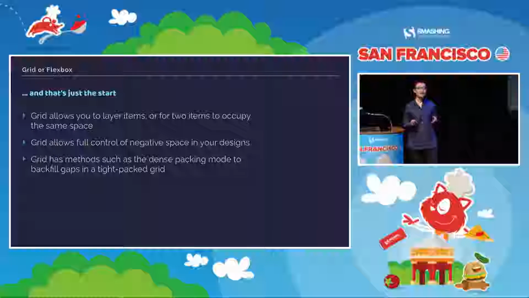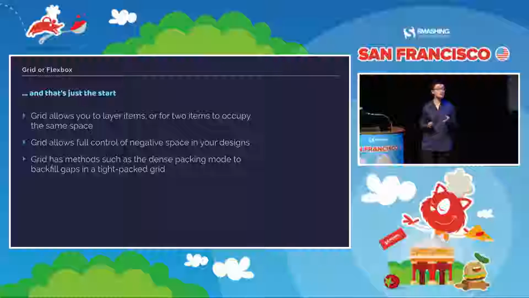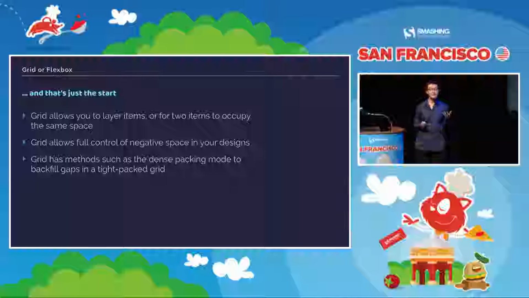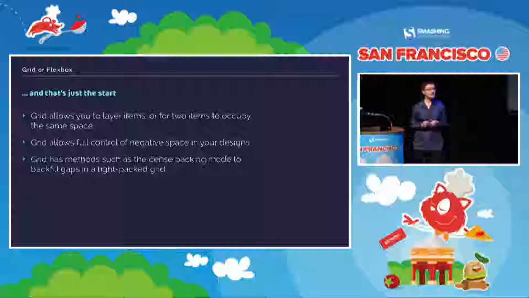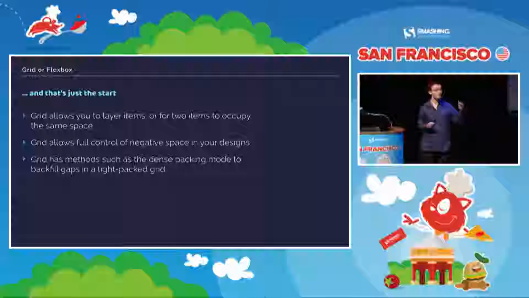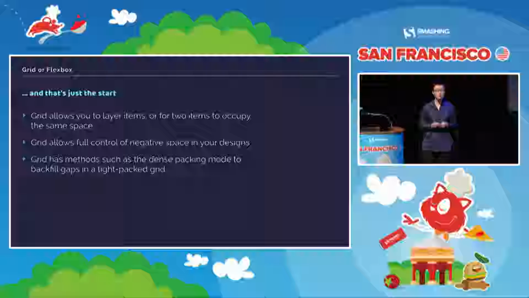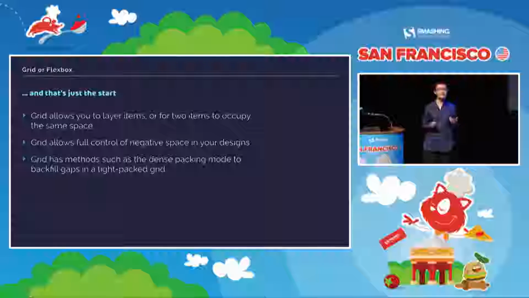And obviously, grid has extra features involved. It lets you layer items, so 2 items can basically occupy the same space, and we can stack them up. It gives us full control of negative space in designs because we can put something into a row with nothing above it if we want to, and it's not going to rise up in the way that it would with floats. And there's all sorts of interesting things in grid, like the dense packing mode, which lets you backfill gaps in a densely packed grid of images, for example.